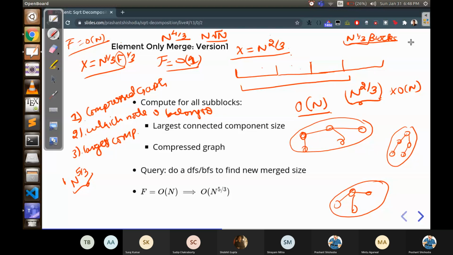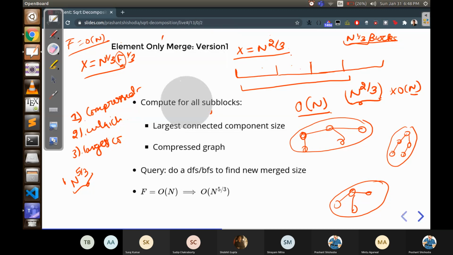This example is just to give you some intuition of this concept. Why will it be 4 by 3? Because f will be over there. The amount that I'm storing for each is O(n), and then it will be n raised to 5 by 3 overall pre-computation.